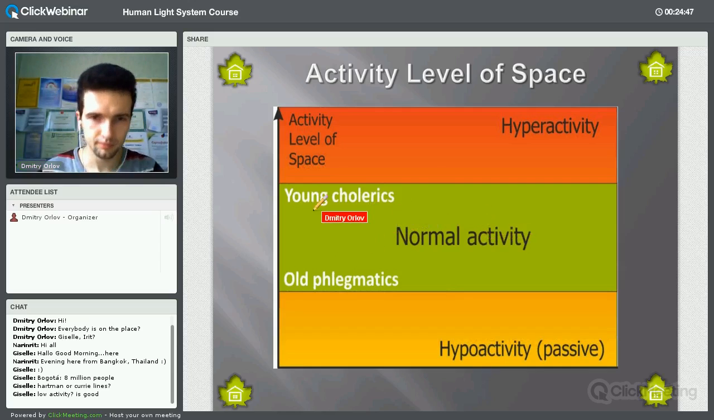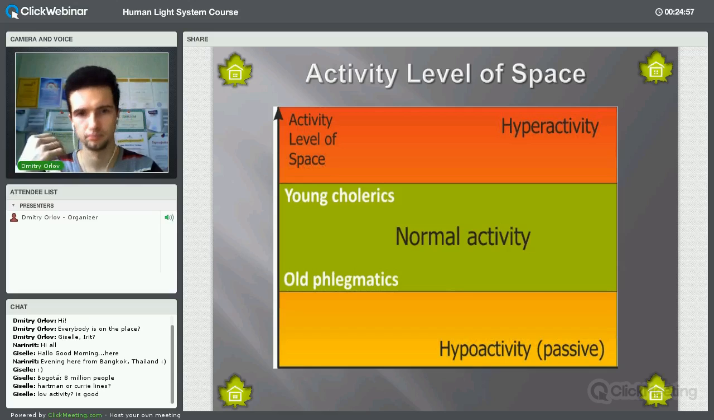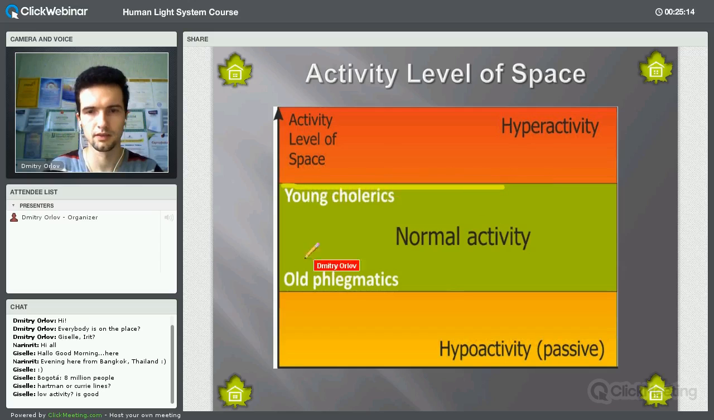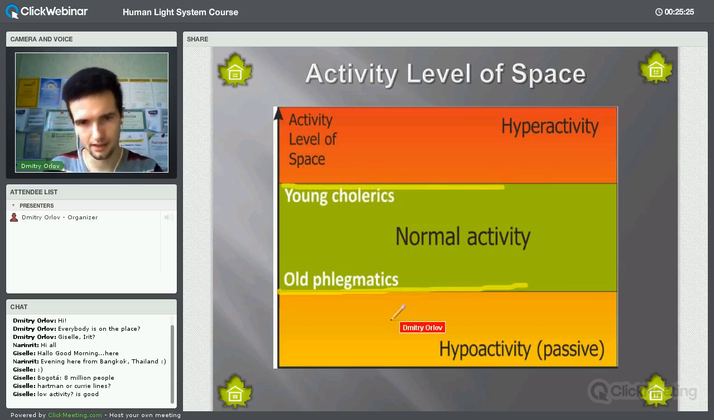Let's imagine that there are conditions, a corridor of norm, in which a human being feels normal, good, not too much stress, comfortable. So this is the corridor of normal activity, this one in the middle. Then let's imagine that this parameter, the activity level of the space, or activity level of the environment, can go higher or can go lower. What will it mean?